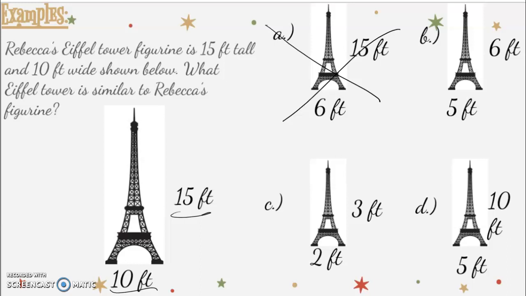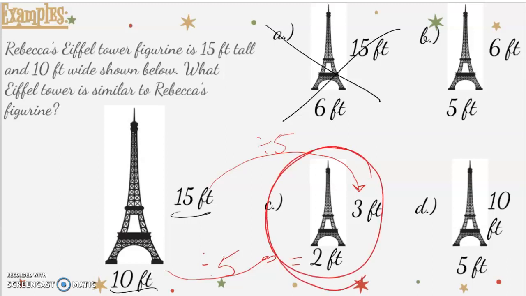If we look at C, we'll just go straight down. What divided or multiplied by 15 will give me 3? 5. So if I divide the height by 5, I should divide the width by 5 as well. 10 divided by 5 is actually 2, and 15 divided by 5 is 3. So guess what? C is going to be my option.